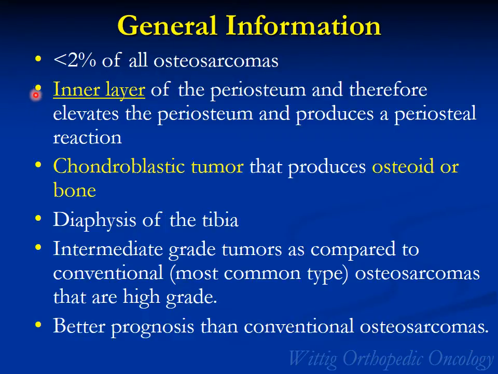Periosteal osteosarcoma arises from the inner layer of the periosteum and therefore elevates the periosteum and produces a periosteal reaction. It's a chondroblastic tumor that produces osteoid or bone. Sometimes because of the significant chondroblastic component, it can be barely detectable on an X-ray. The diaphysis of the tibia is the most common site of origin. It's considered an intermediate grade tumor as compared to conventional osteosarcomas that are high grade. It has a better prognosis than a conventional osteosarcoma. However, it's treated almost identically as a conventional osteosarcoma.